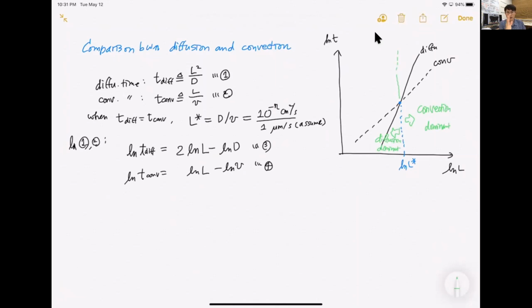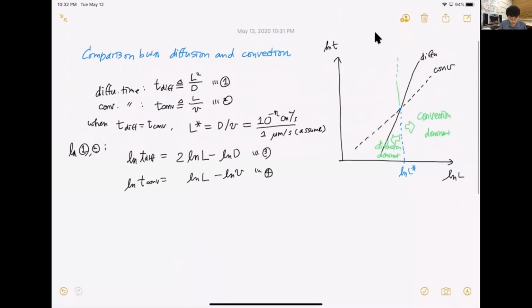So what does this imply? It depends on the characteristic length. At longer scales, convection will take less time, meaning convection will be more efficient. On the other hand, at scales smaller than L star, diffusion will take less time and will be more efficient. This gives an insight into how and why organisms developed from bacteria to eukaryotic cells, multicellular organisms, and primates like us, which developed an efficient circulating system.